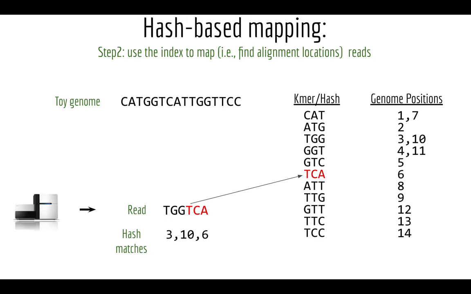So now we can slide over. I'm going to skip 3 nucleotides and just look at this last k-mer, TCA, and see that it has 1 possible location at position 6. Okay. So TGG is at position 3 and position 10, but this TCA has a possible match at position 6. I skipped 3 nucleotides, so the fact that we have this one at position 3 and this one at position 6, those 2 locations in the reference genome are 3 nucleotides apart.